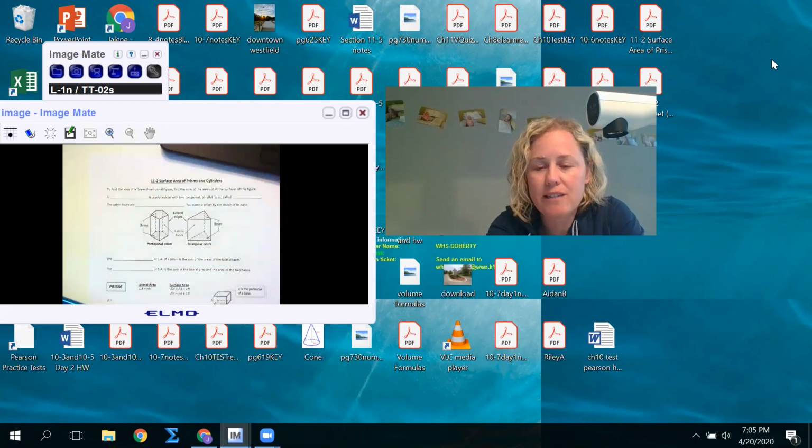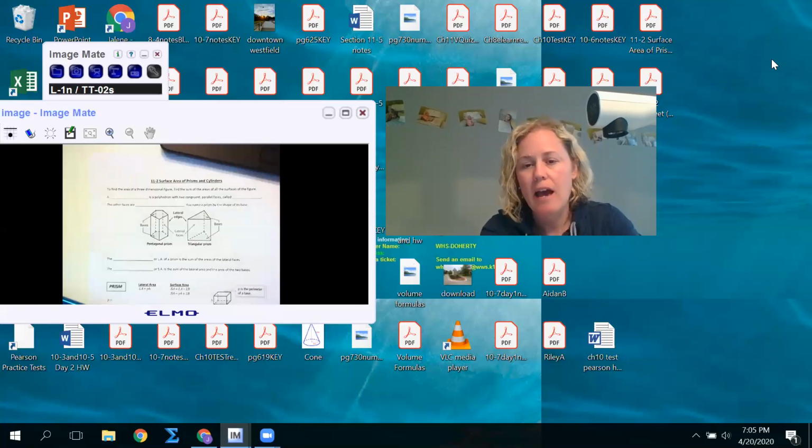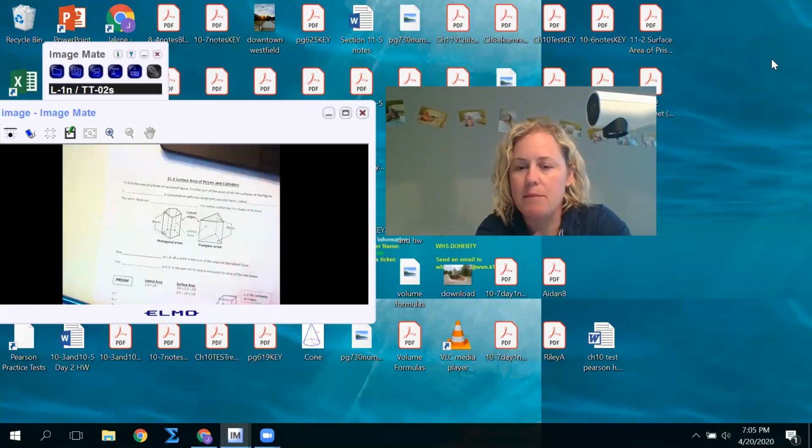Okay, so we did volume before our 2-week break, and then we reviewed it again last week. We are going to move on to surface area. So we're still talking about prisms and cylinders and pyramids and cones, but instead of finding the volume of those things, we're going to find the surface area.